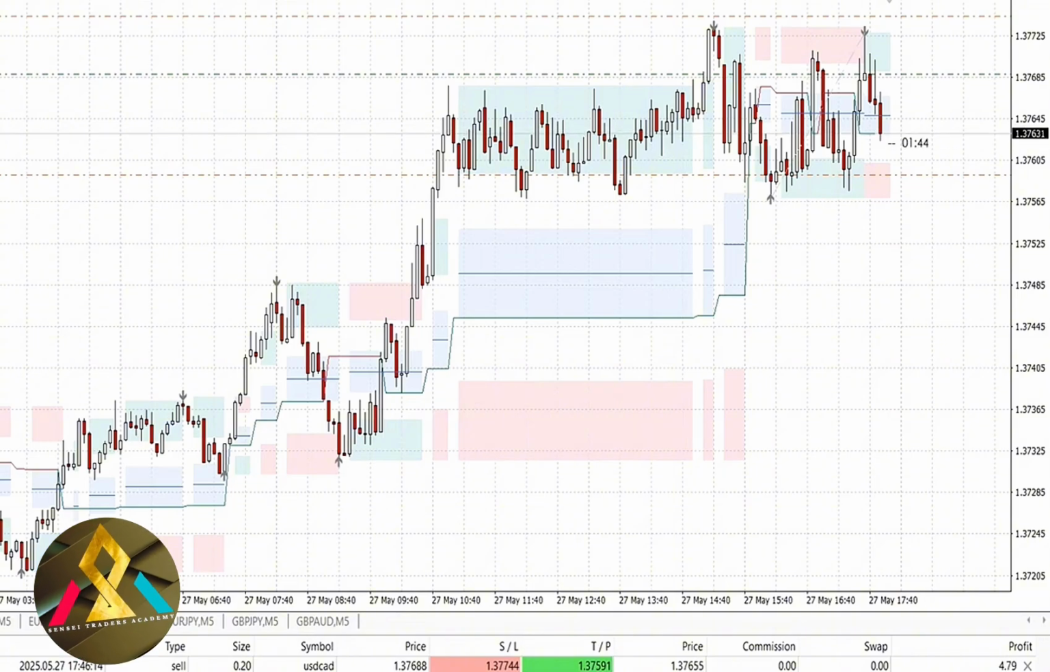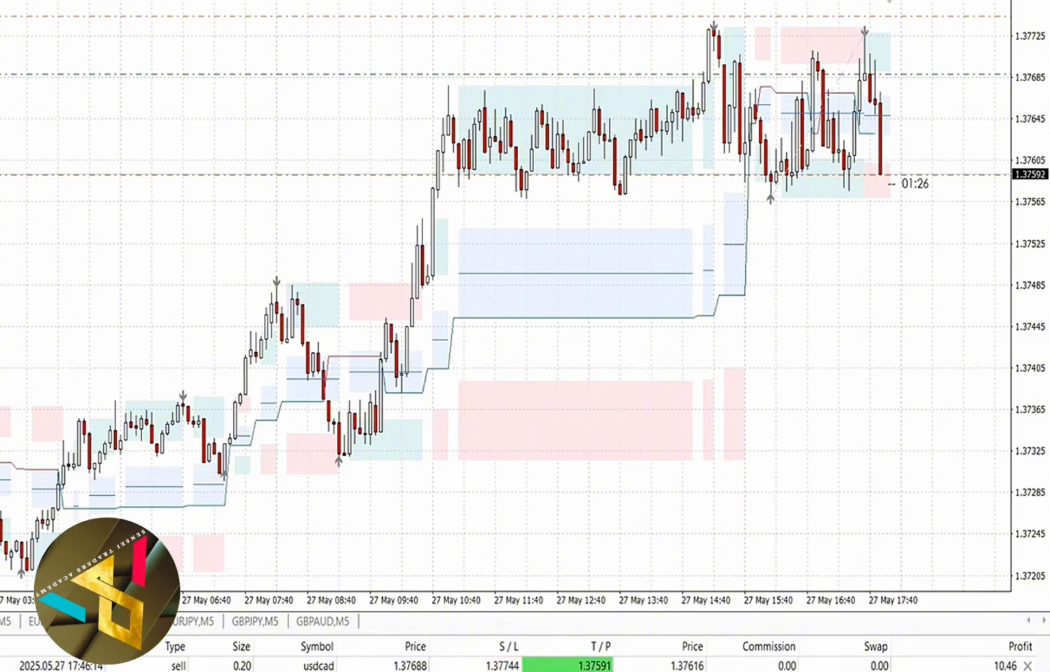Avoid trading when the candle closes inside the zone but no arrow appears. That's not a valid signal. Zones are too close or overlapping. That means price is consolidating. There's high impact news or volatility expected soon. Stay out and wait.